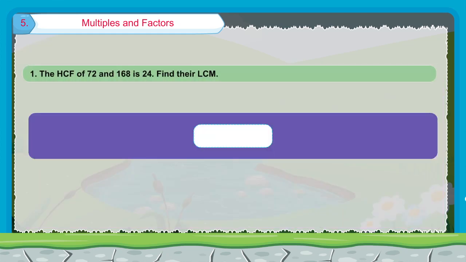1. The HCF of 72 and 168 is 24. Find their LCM. 2. The product of two numbers is 720 and their LCM is 80. Find their HCF.